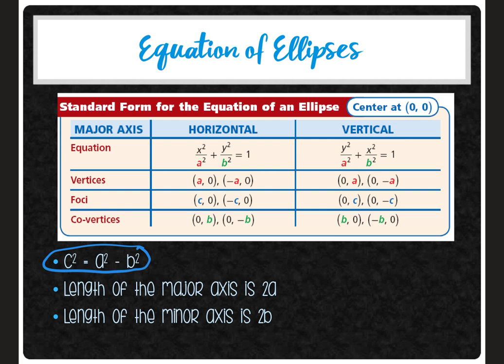Also on the bottom it says the length of the major axis is 2A. That should make sense: let's say it's horizontal, I go right and left A, then my major axis length is going to be 2A. That's one of the ways they'll give you what A is. They'll say, like, the major axis is 20. So then you know A is 10. And the length of the minor axis is 2B.